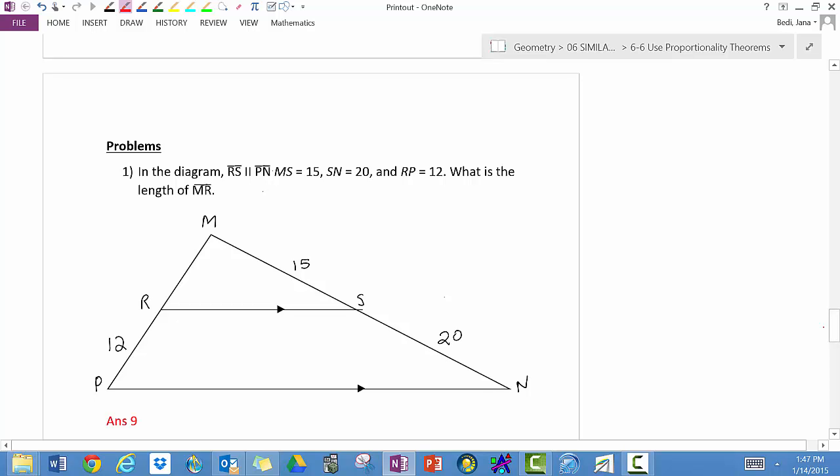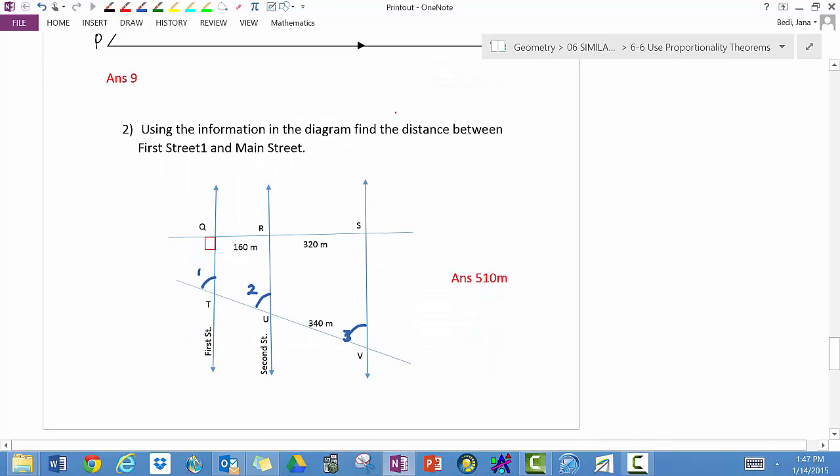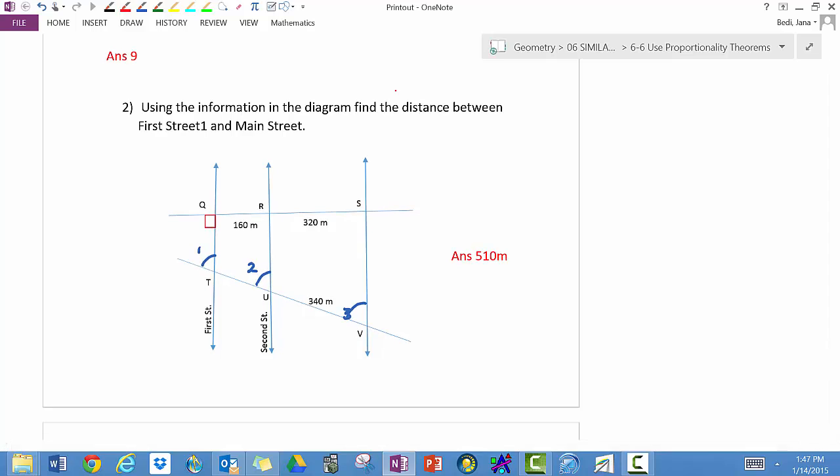Okay, in this diagram, you can set up a proportion based on the theorems above. You can call this X if you like. Set up a proportion and solve, and then check and see if your answer is 9. This is one where you're going to use the proportionality of transversals.